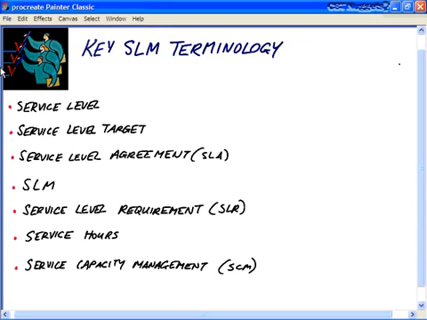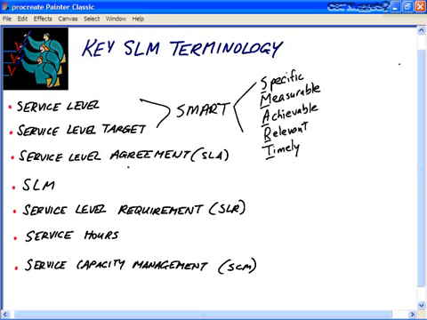A service level target should adhere to the SMART philosophy, S-M-A-R-T. SMART stands for specific, measurable, achievable, relevant, and timely. This acronym helps us realize and remember that our targets in our service level agreements and project plans should be SMART. You must memorize this for your exam.